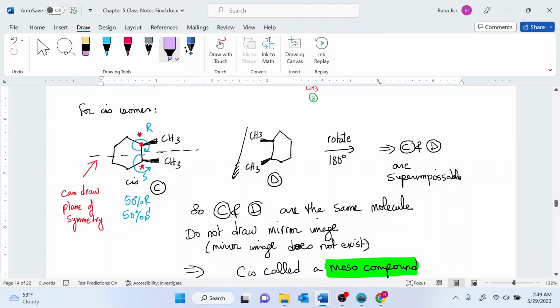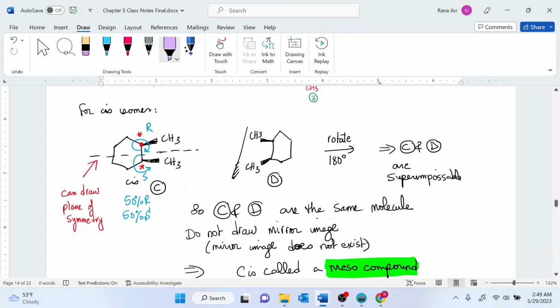You just show the molecule here. You don't show its mirror image, and you say that it exists as a meso compound. Meso is whenever you have 50% R, 50% S. So if you have your chiral centers in there, let's say two of them, one of them is going to be R, the other one is going to be S. Let's say if you have four chiral centers, then two of them are going to be R, two of them are going to be S.